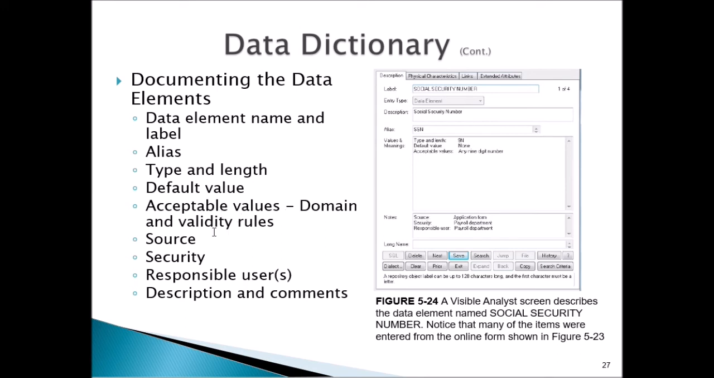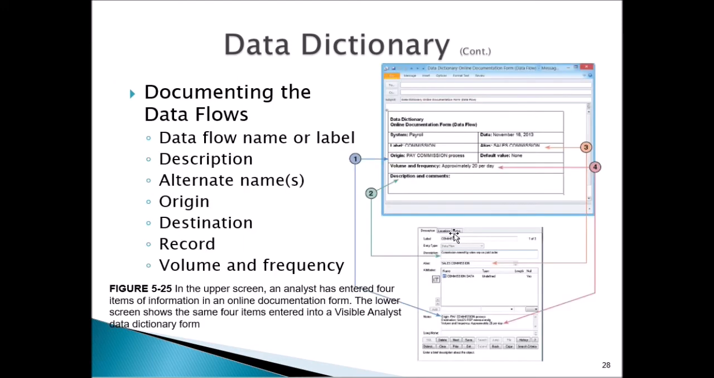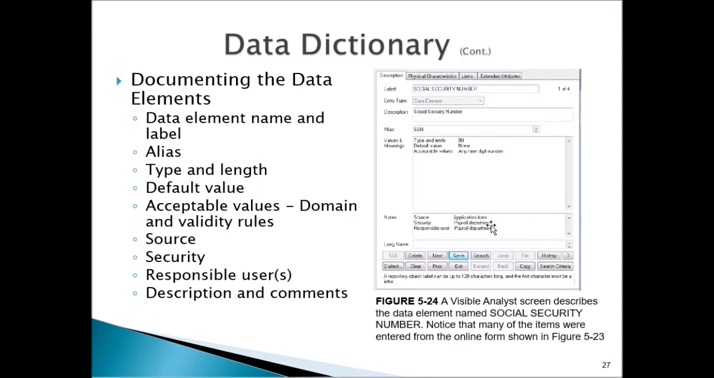Accepted values, domain and validity rules. So it says any digit number, I believe that's what that says. But yeah, it has to be numeric. And source, it's going to say where the source is. The security says it's taken care of and managed by the payroll department. The responsible user is the payroll department. And then there's also a spot to put in comments in this example. This is really difficult to read. I do have the slides where you can possibly expand this and make this more clear for yourselves.